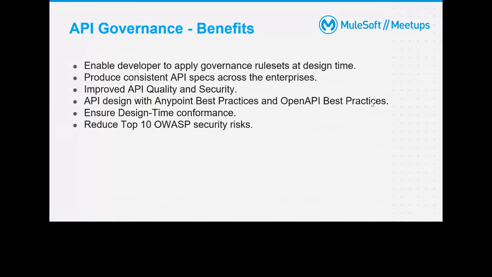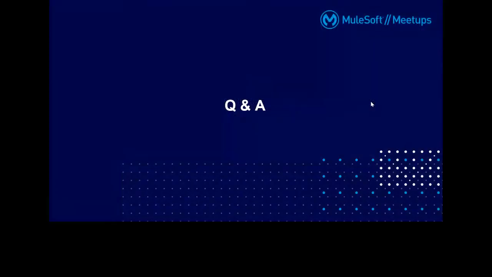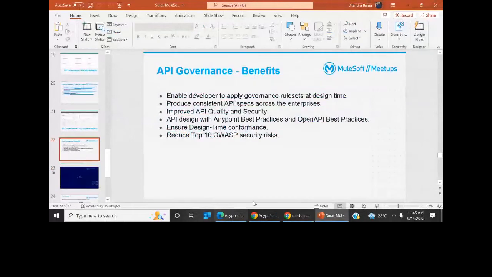What are the benefits of API governance? You can enable developers to apply the governance rules at design time. While designing your API, you can apply the rules. It will produce consistent API specs across the organization. You will get better quality and more secure API specs. You can design your API with best practices and guidelines. It also ensures design time conformance and governance, and it will reduce the top 10 OWASP security risks. You can read about the top 10 OWASP security, which is available over the internet. So let me go with the demonstration part.